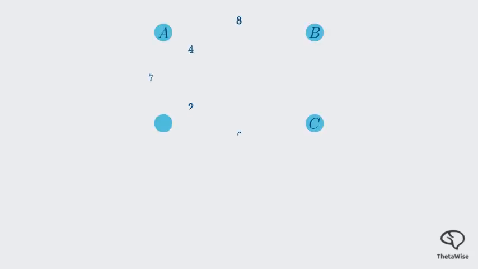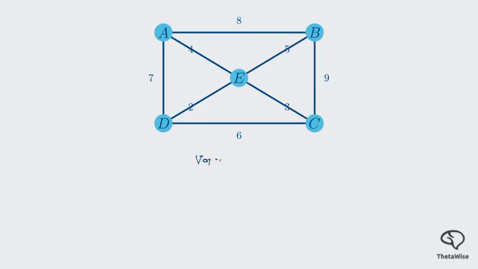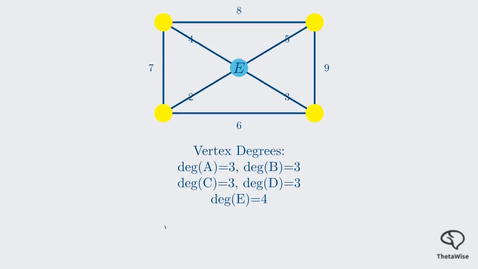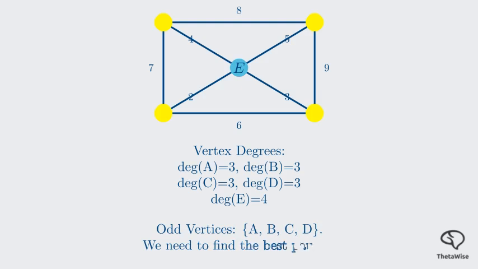In this graph, let's identify the degrees. Vertices A, B, C, and D all have a degree of 3, making them odd. Vertex E has a degree of 4, so it's even. To make all these vertices even, we need to pair them up. There are 4 odd vertices, which means there are 3 different ways to form 2 pairs. We can pair A with B and C with D, or A with C and B with D, or A with D and B with C. Our objective is to find the pairings for which the sum of the shortest paths between them is the minimum.